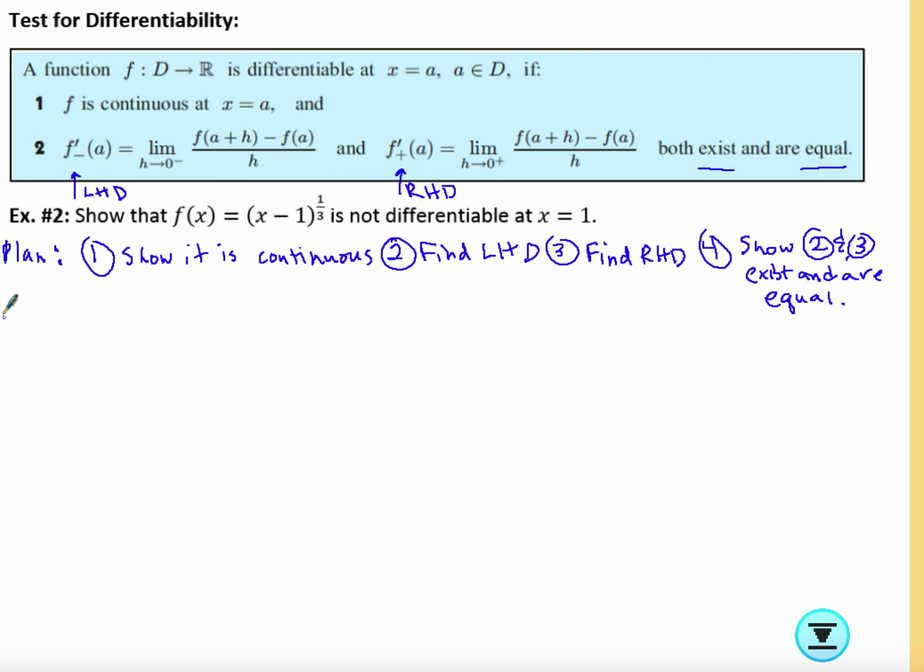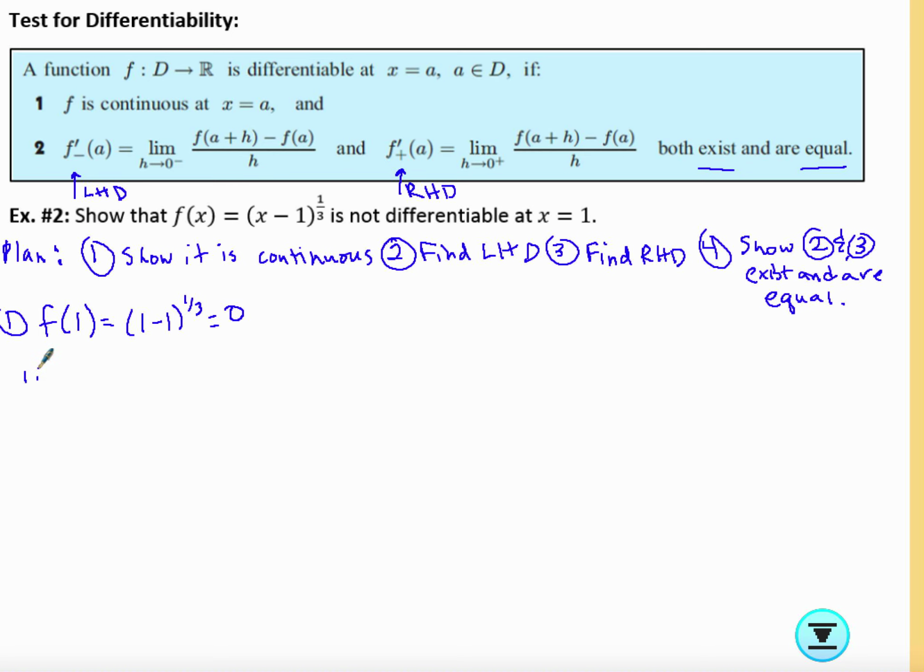Okay, so step number 1, we're going to show it's continuous. We're looking at the function f of x is equal to (x minus 1) raised to the 1/3 power. We want to show that it's not differentiable at x equal to 1. So let's calculate f of 1 first of all. We have to show that this exists. If it doesn't exist, it's not even continuous. And if it's not continuous, it's not differentiable. So f of 1 is equal to (1 minus 1) to the 1/3 power. Well, 1 minus 1 is 0, and 0 to the 1/3 power is 0.